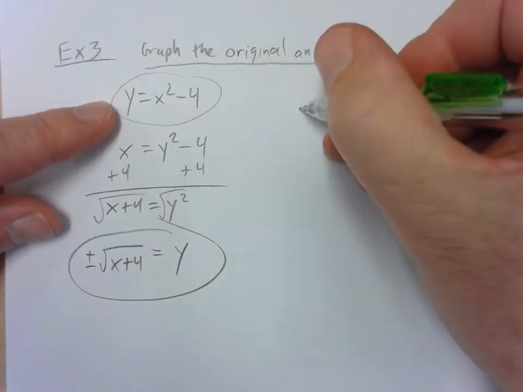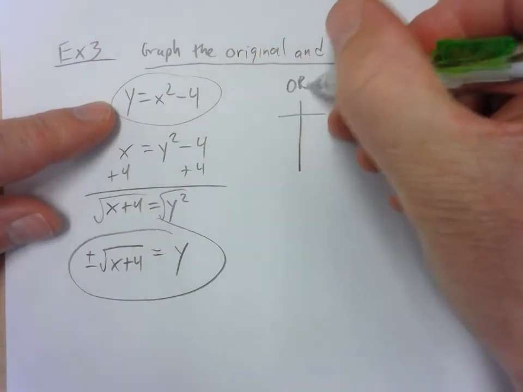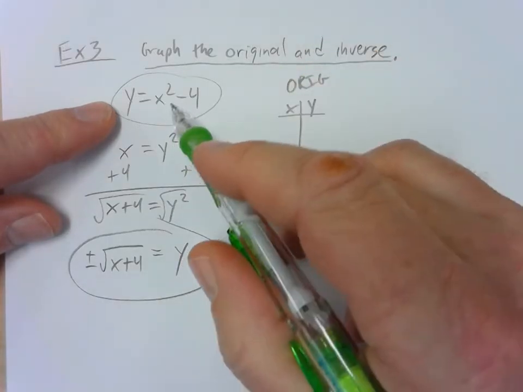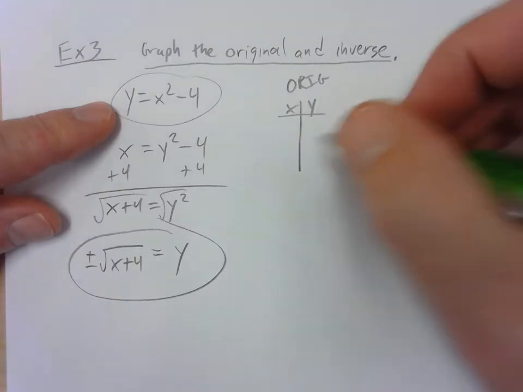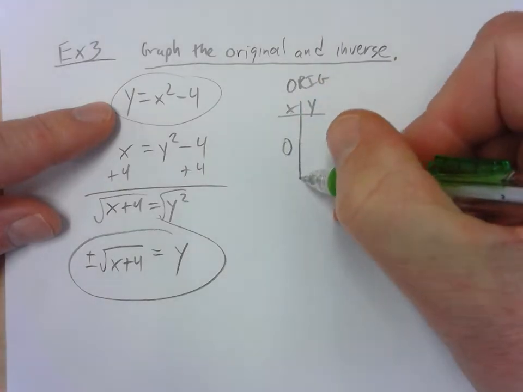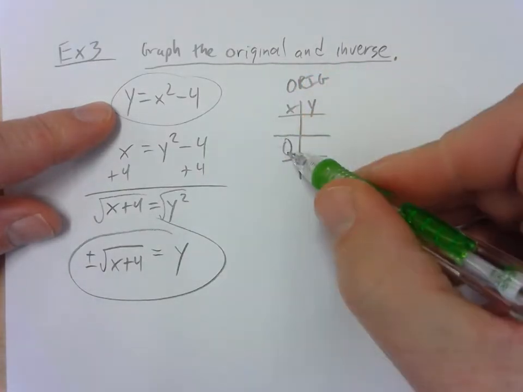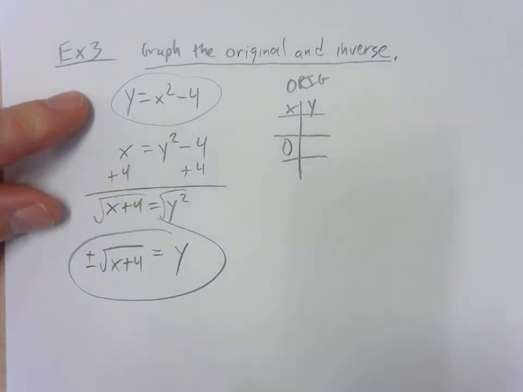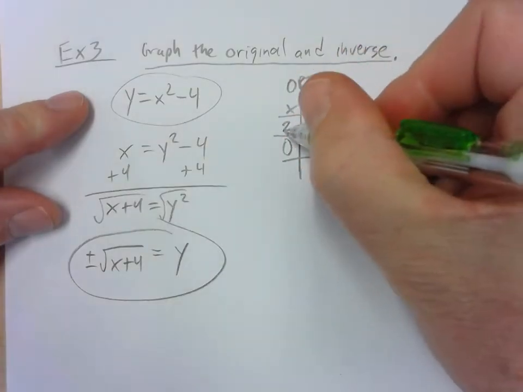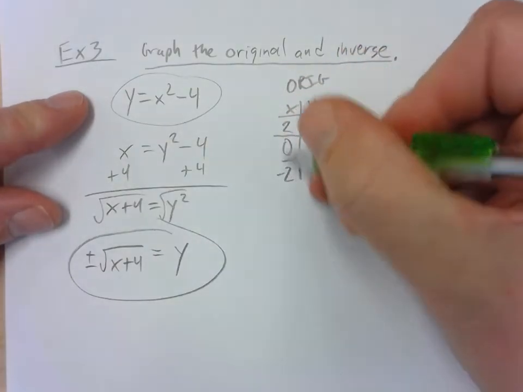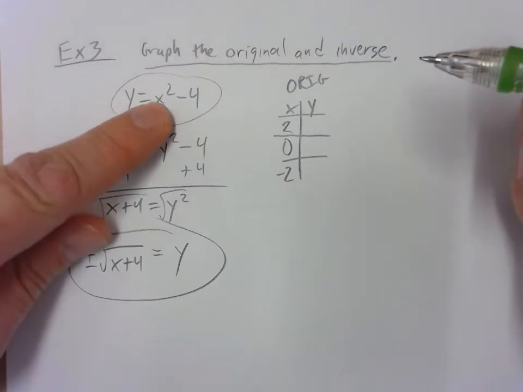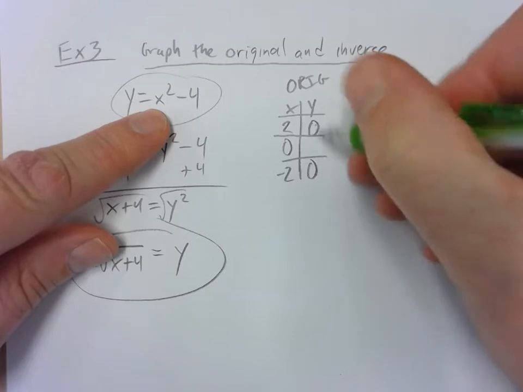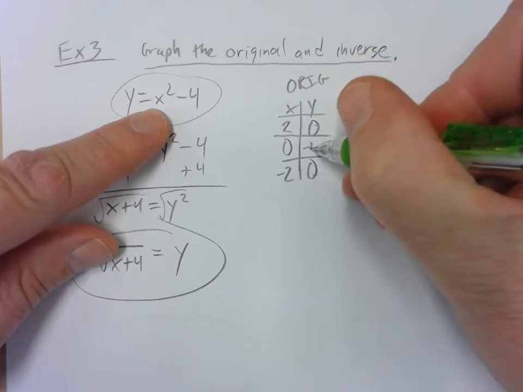So here's the original. I'll call it orig this time. This is a parabola. It's been shifted down 4 spaces. So I'm going to put 0 in, because 0 is the vertex. If you did negative b over 2a, because there's no b term, then the middle number there is 0. I'm going to pick 2 and negative 2 on each side of the vertex. If I put in 2, I get 4. 4 minus 4 is 0. Remember, these numbers are always the same. And you put 0 in, and you get negative 4.